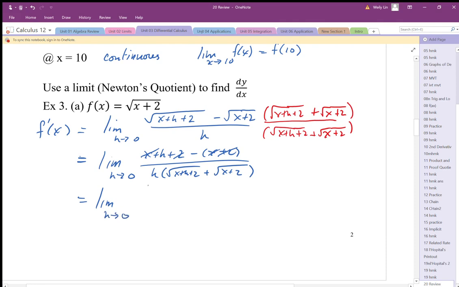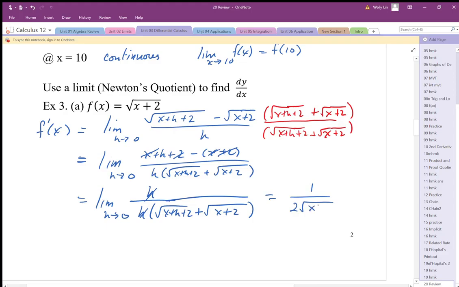So we end up with h on top, a factor of h on bottom, x plus h plus 2. Okay, there it is. Those cancel out. Now we've gotten rid of that divide by 0. I can plug in 0 into the denominator, and I end up with square root of x plus 2 plus square root of x plus 2. So we have 2 square roots of x plus 2. And the power rule would also confirm this derivative.